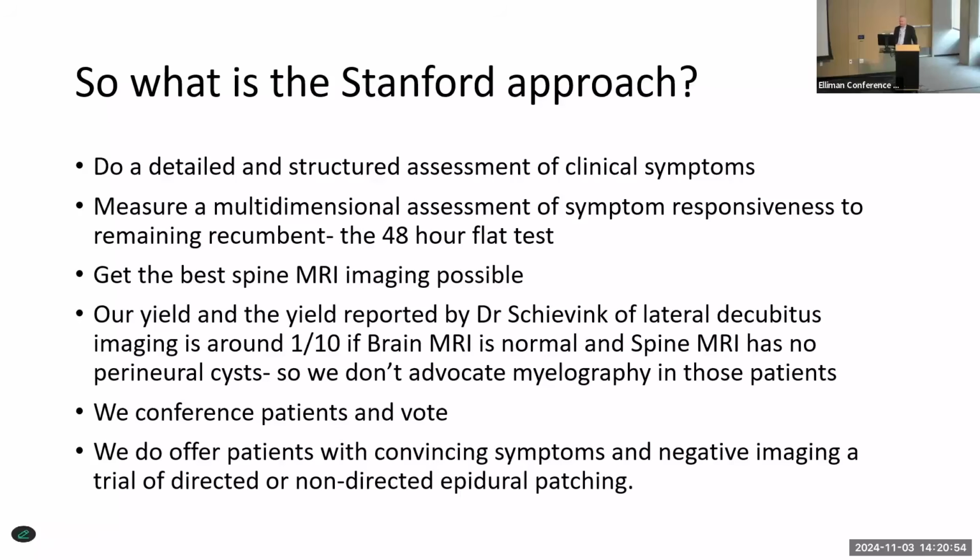Our yield at Stanford, and the yield reported by Dr. Sheath of lateral decubitus imaging, is about 1 in 10 if brain MRI is normal and spine MRI has no perineural cysts. So we don't advocate myelography for those patients. We tell them, look, I don't know if you're not leaking, but I know that the likelihood we're going to find something here is less than 1 in 10.